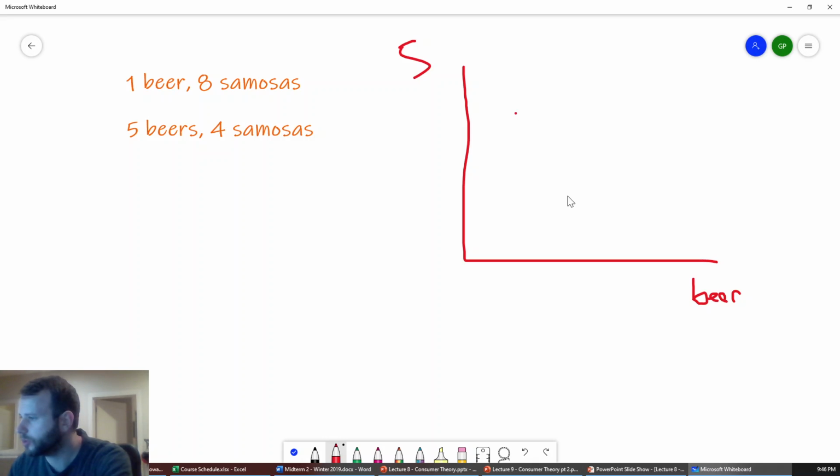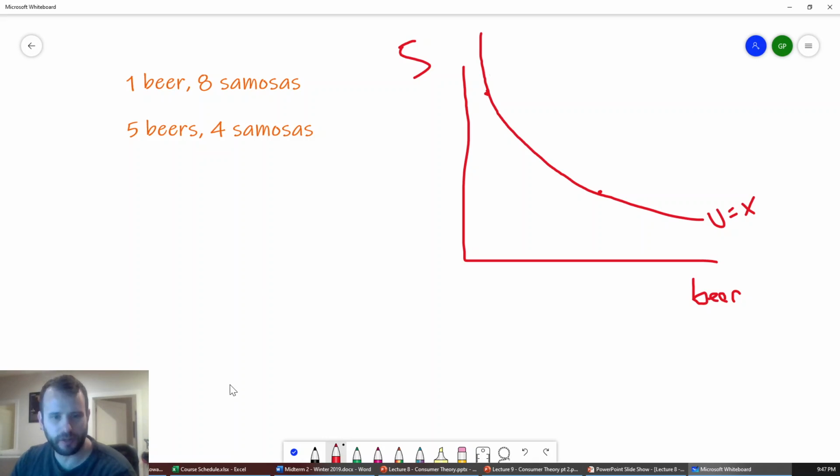So these two are going to be on the same line. So let's say 1 beer, 8 samosas should be somewhere up here, and 5 beers, 4 samosas should be somewhere over here. Okay, let's say this utility is equal to x.